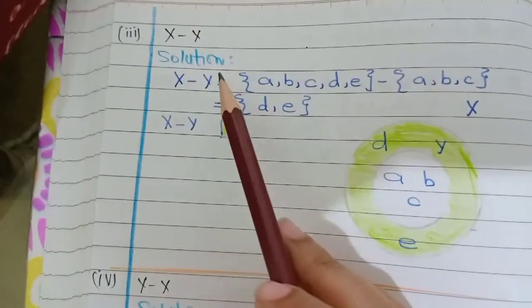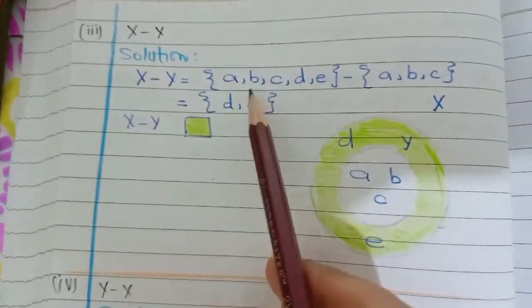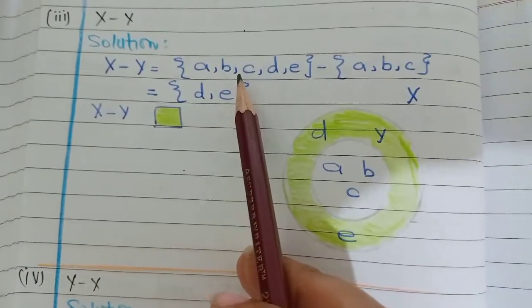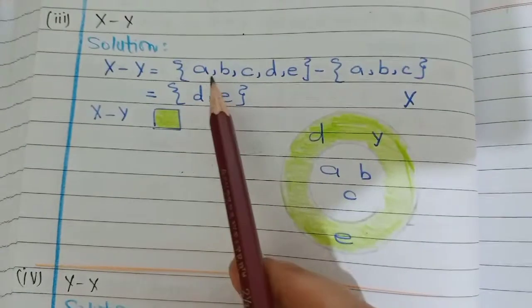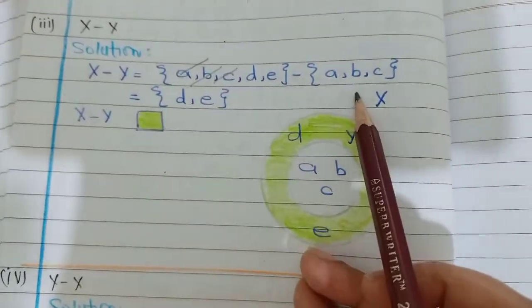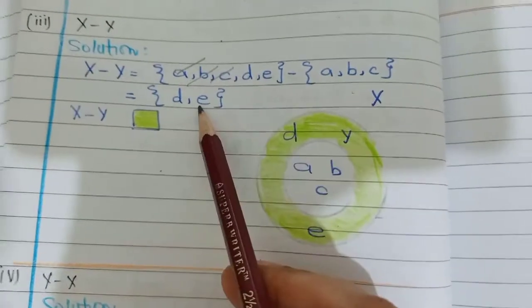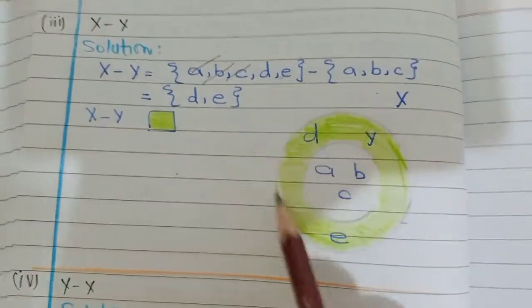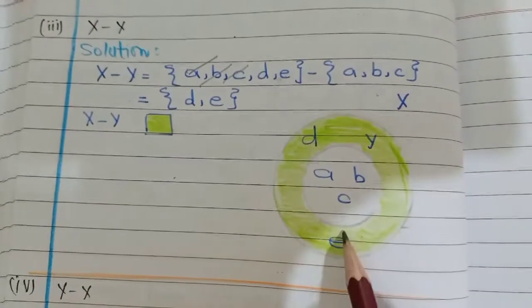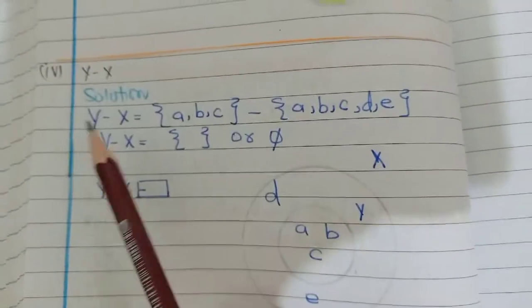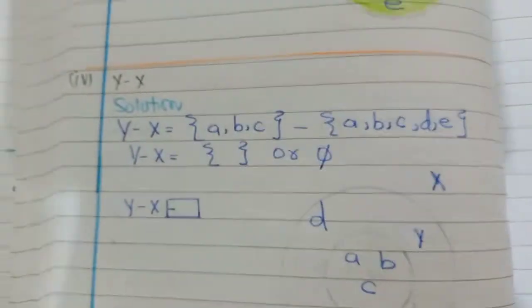Now X minus Y, how will I find out X minus Y? X minus Y, I will only write X elements, I will not write Y elements. So A, B and C, they are common in Y, and D and E will come here because they are in X. I will only highlight the X part, D and E, which represent X minus Y in subsets and supersets.